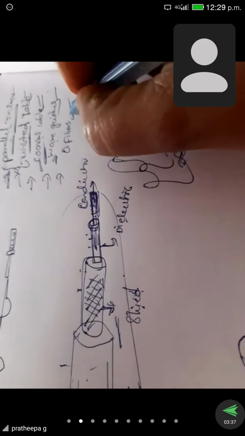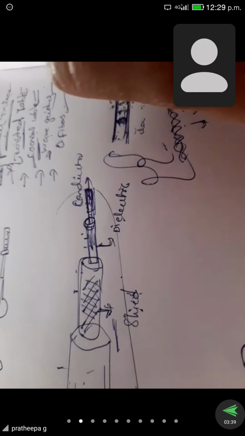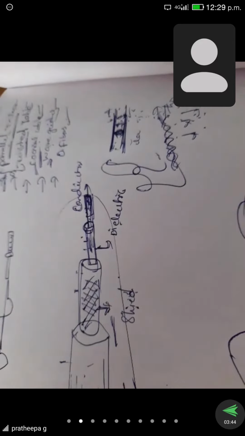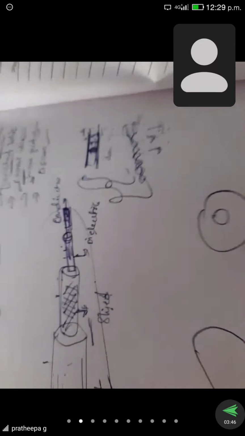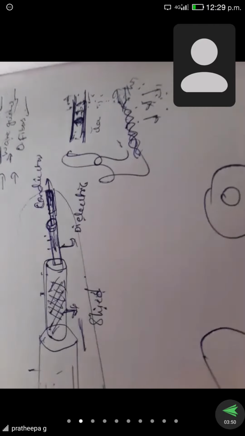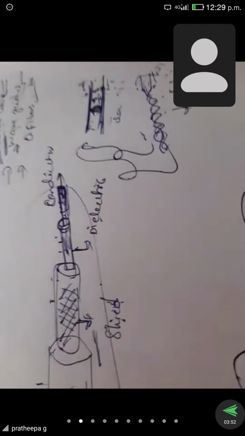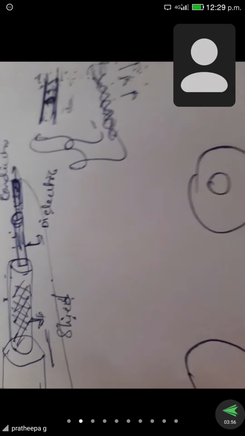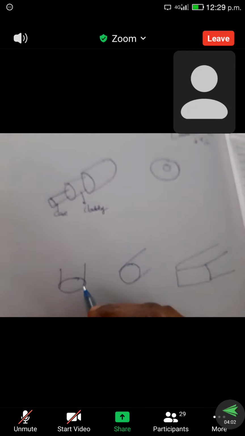I already told you. It is used to transmit microwave frequencies. Used for transmitting the microwave signal. That is a waveguide. That means microwave frequency means very high frequency. So here, according to the application, we can use the type of waveguides.